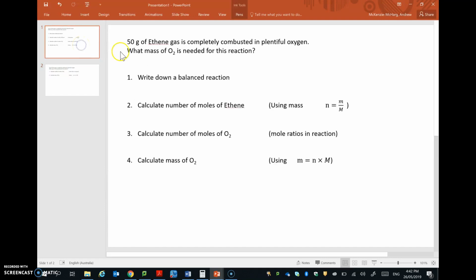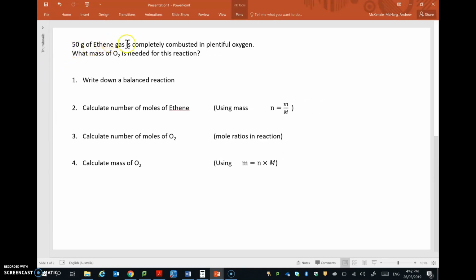Now, we're required to understand what the reactants and products are from the description here. 50 grams of ethene gas completely combusted in plentiful oxygen. That means that the products, of course, will be CO2 and H2O. And because it's a combustion reaction, this hydrocarbon, ethene, will be reacting with O2 gas. Now, we see the steps here.